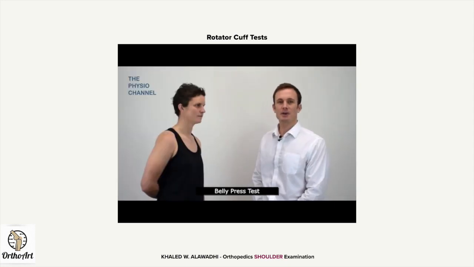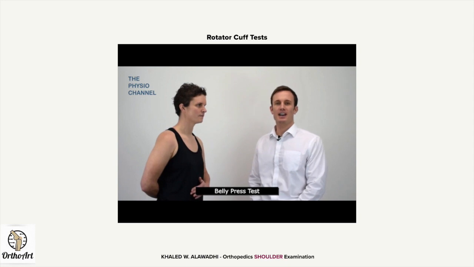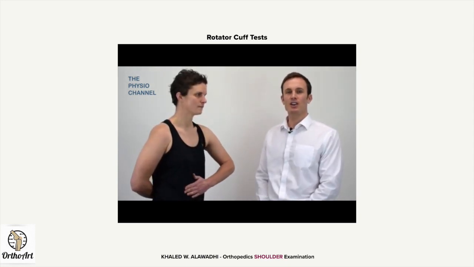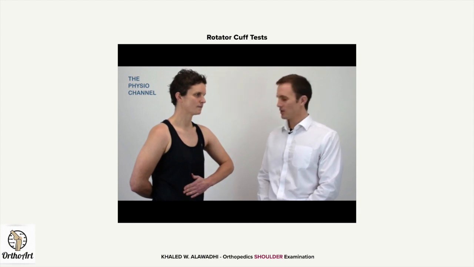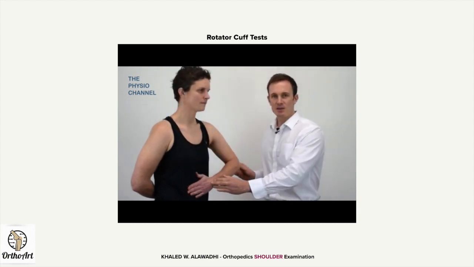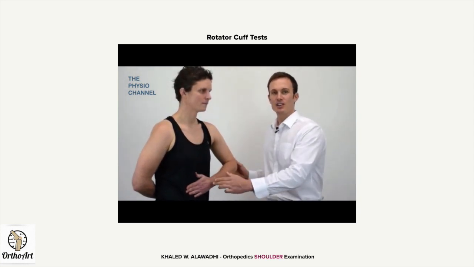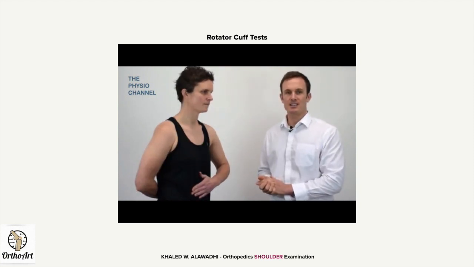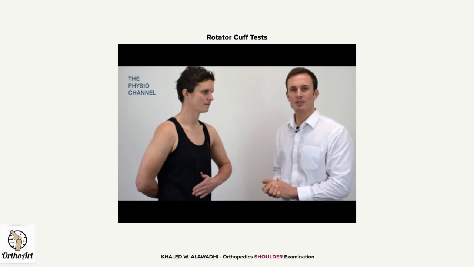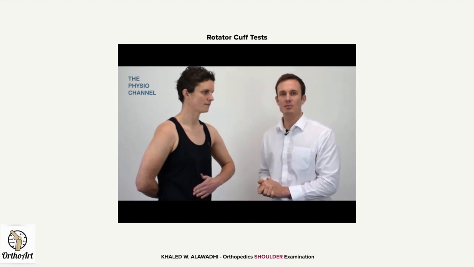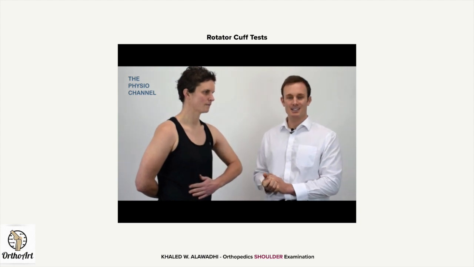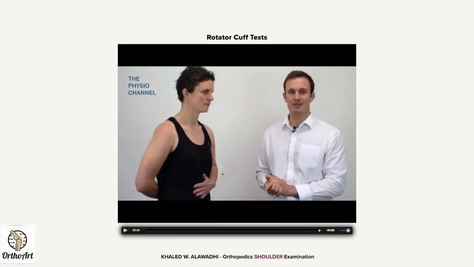On the test, instruct the patient to place the palm of their hand over their abdomen, with their shoulder in full internal rotation, which should result in the elbow coming forwards. The patient should then perform a belly press action using internal rotation of the shoulder. A positive test is indicated by the inability to perform this movement and posterior movement of the elbow due to subscapularis weakness or potentially a full thickness tear. Okay, so this is shown here.